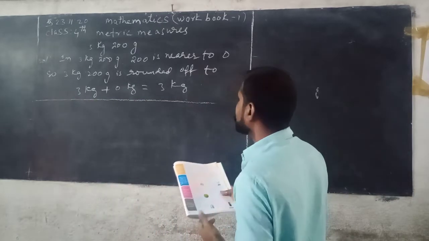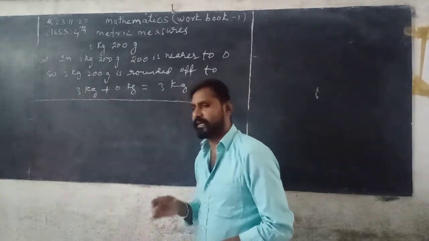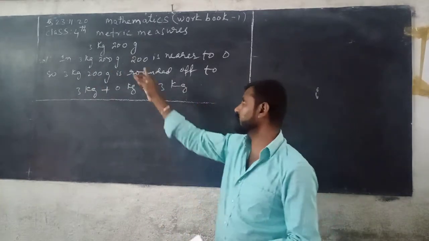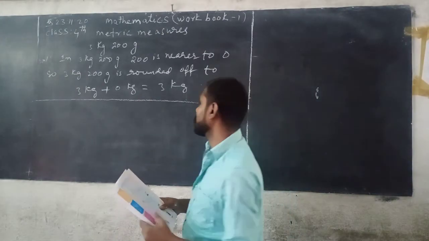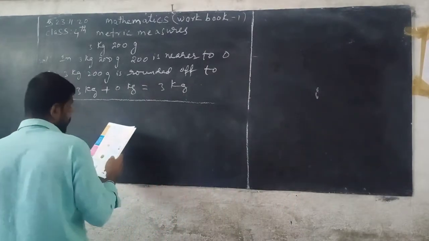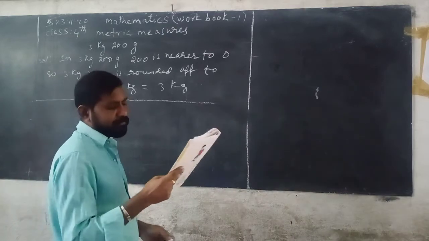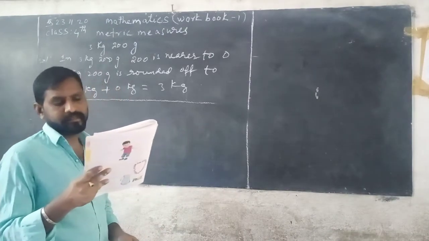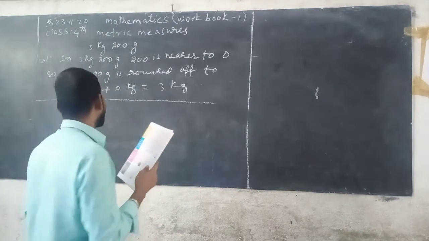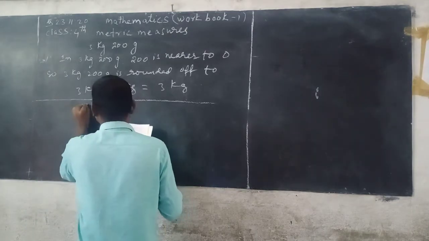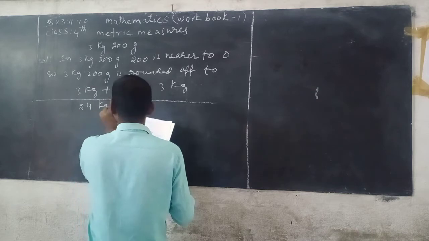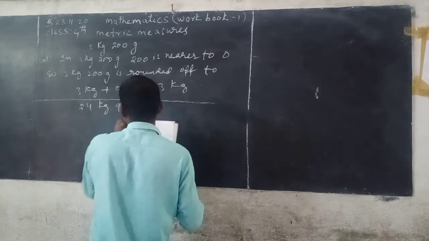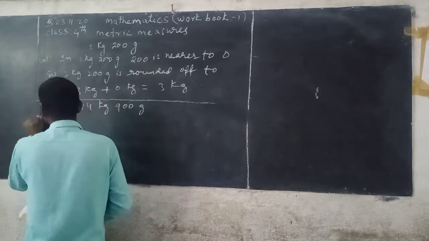See here, 200 is less than 500. So 2 is less than 5, no? So I have to take 0. Now next one is the wheat flour bag weighs 24 kg 900 grams. Listen carefully here.